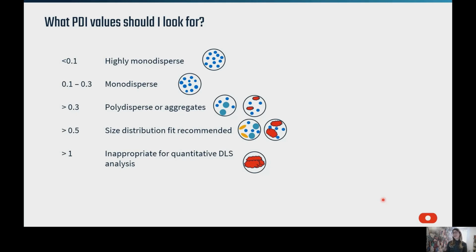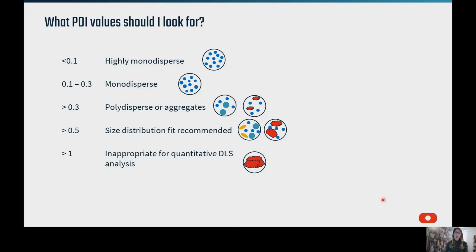So what PDI values do you want to look for? What PDI values are considered good? So here is a list of a variety of different PDI values and their corresponding dispersities, but I really would like you to keep in mind that these are guidelines. These thresholds are kind of relative, and they're going to vary according to your application.